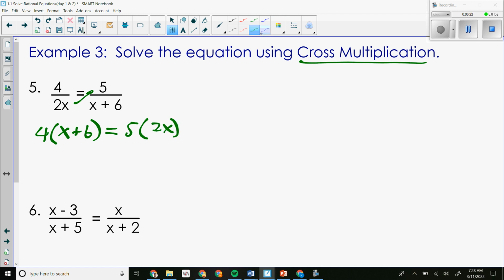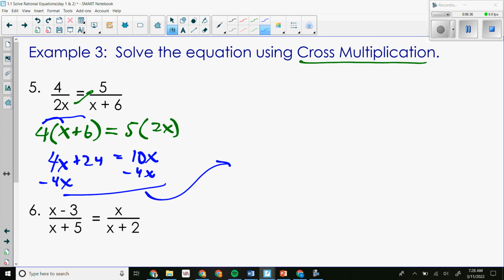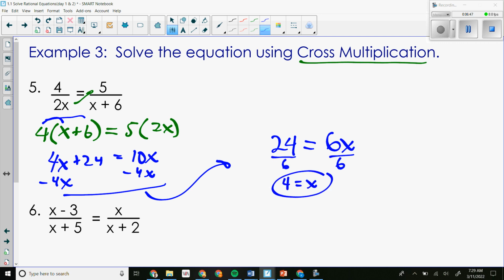Multiplication is commutative. Okay, if I distribute in the 4, this is going to give me 4x plus 24 equals, and this side is just going to be 10x. So I better subtract the 4x over. And I'll come over here. This is going to be 24 on the left side equals 6x. Divide both sides by 6 to get 4 equals x.